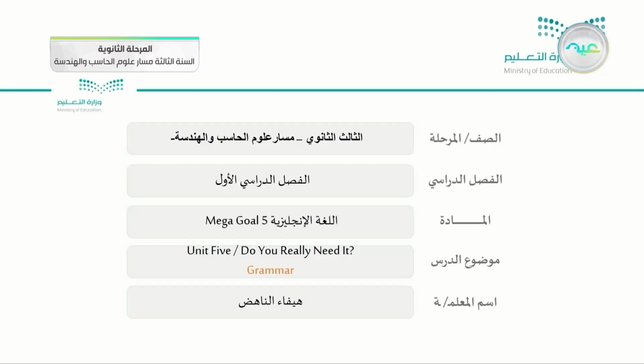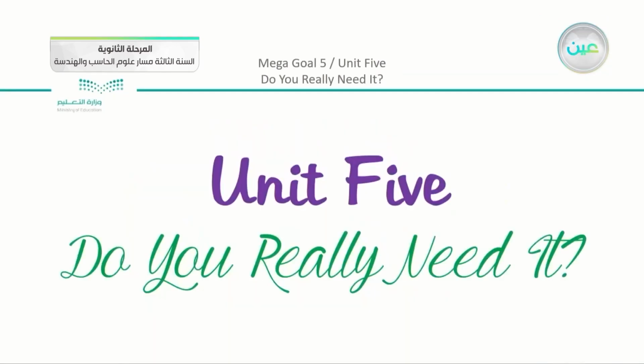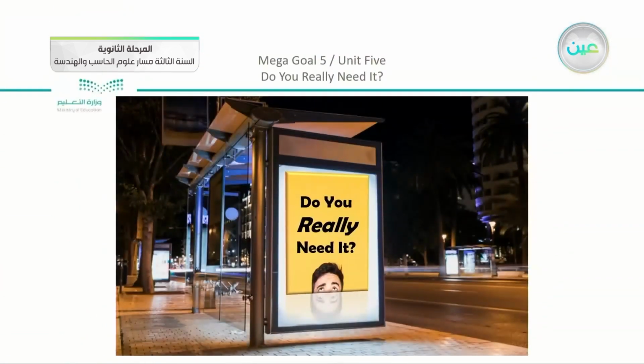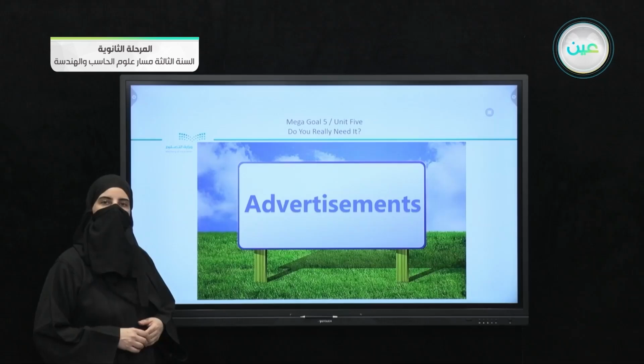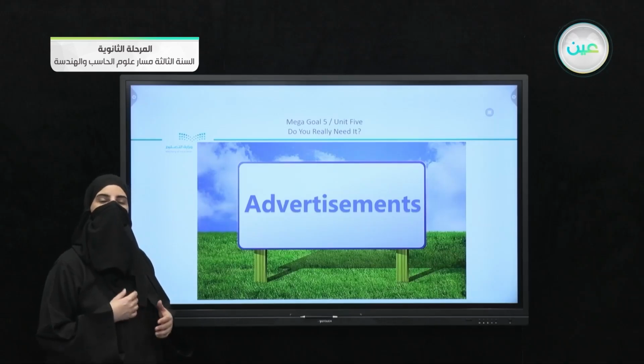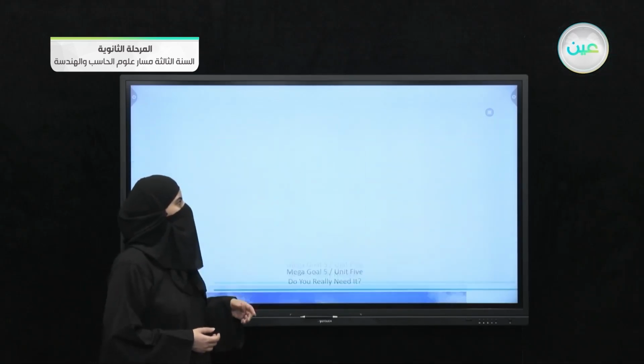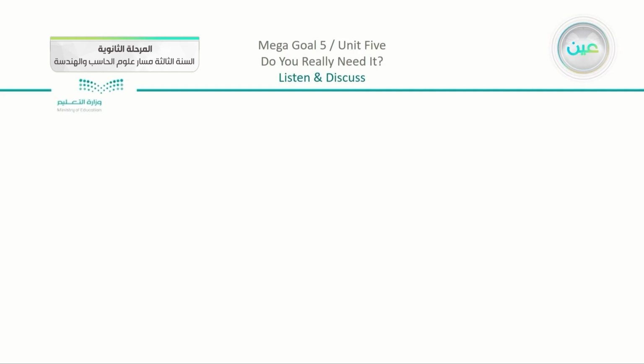Hello students. Yesterday we started our unit 5, and the title of the unit is Do You Really Need It? Now we know that "do you really need it" is something that we see all the time, and we had the discussion about the basic word here, which is advertisements. Now we discussed different kinds of advertisements. We said that we can see them in many places.